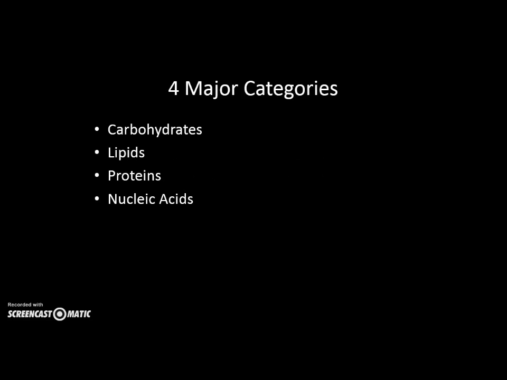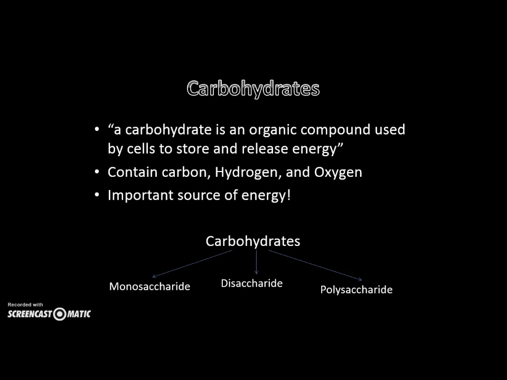There are four major categories: carbohydrates, lipids, proteins, and nucleic acids. First, we will begin with talking about carbohydrates. A carbohydrate is an organic compound used by cells to store and release energy. They contain carbon, hydrogen, and oxygen, and they are the most important source of energy. Carbohydrates can include monosaccharides, disaccharides, and polysaccharides.